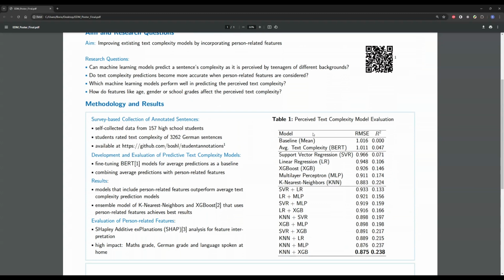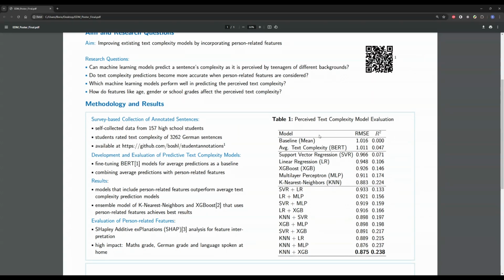Also, the KNN and XGB ensemble model was the best model in total. But if you look at the single models, the KNN also performed really well. This leads to the conclusion that including person-related features in text complexity models might be beneficial.